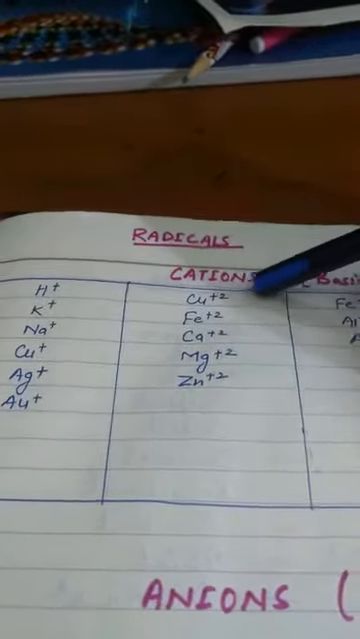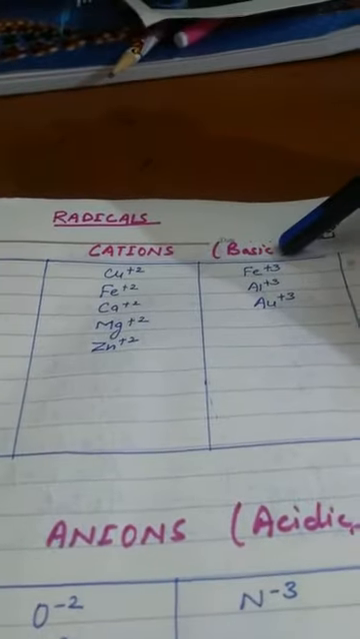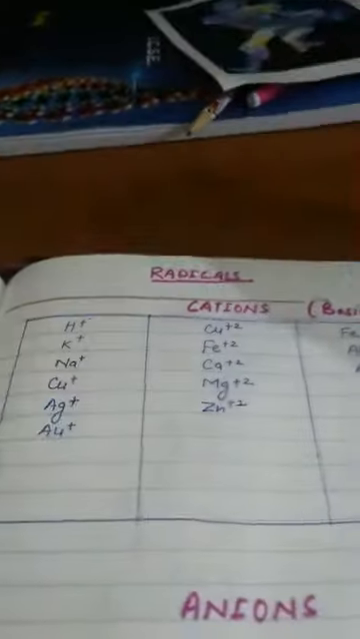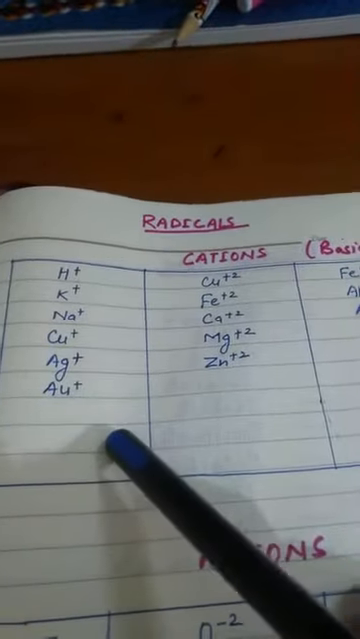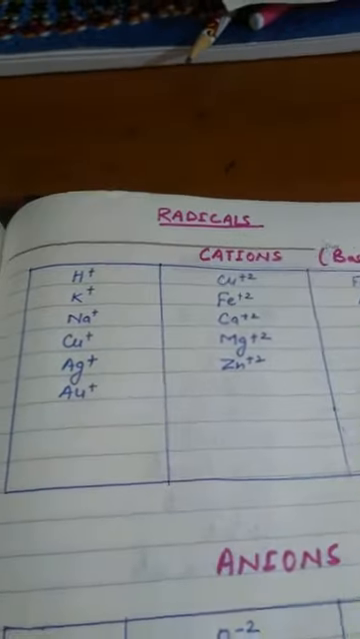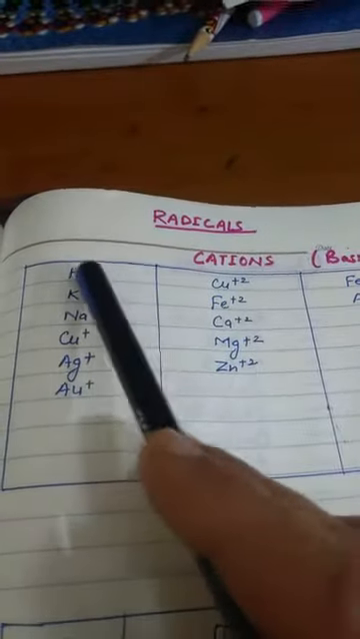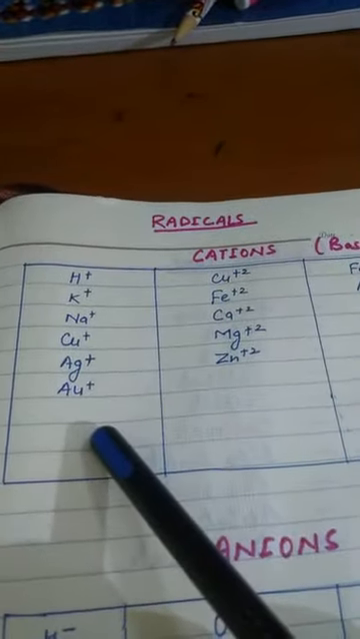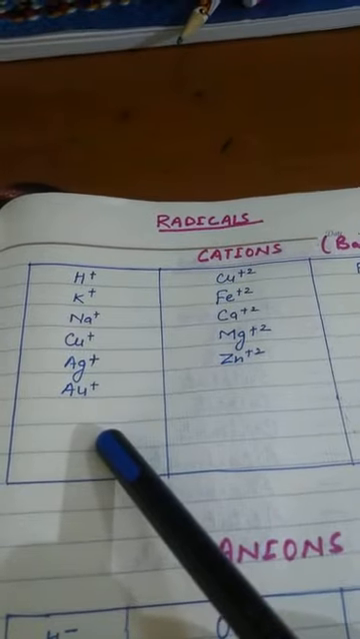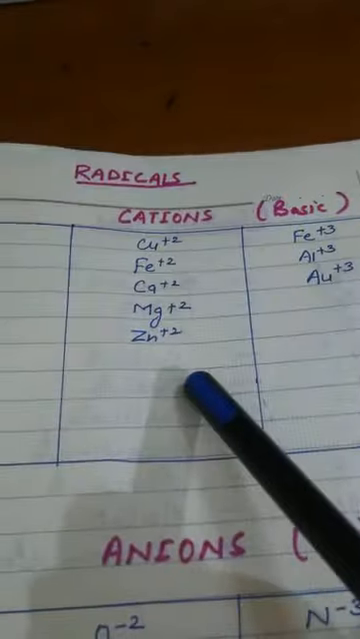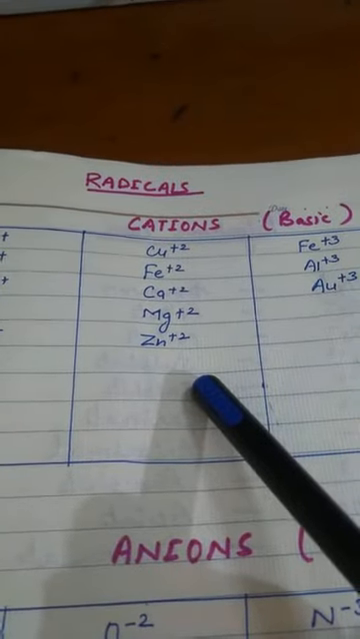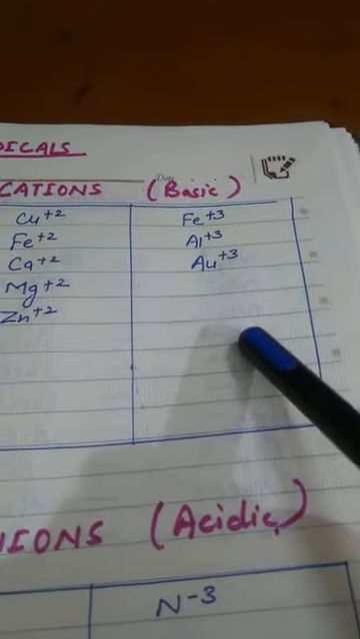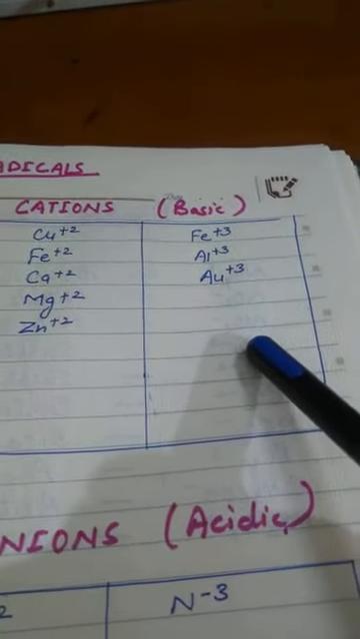Let us first look at cations. Cations are basic radicals which are positively charged. In order to learn them, you have to make 3 columns in your notebook. In the first column we will write the radicals having +1 charge. There is no need to write 1, so only the plus sign is written. In the second column we will write radicals having +2 charge. And in the third column we will write the radicals having +3 charge.